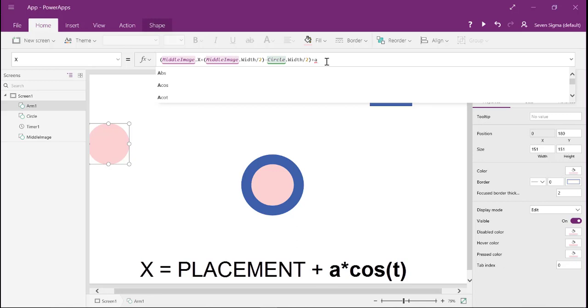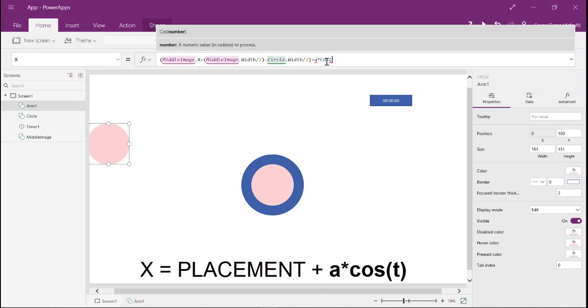Yeah, and so then we're going to add A. We'll work on that soon, and then multiply it by cosine. And that's where the timer comes in. The timer 1 value is what we're going to use. So we're using the timer control we added earlier. Timer 1 dot value, and then close bracket.